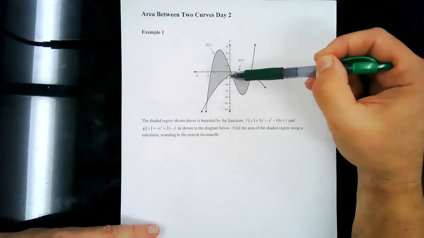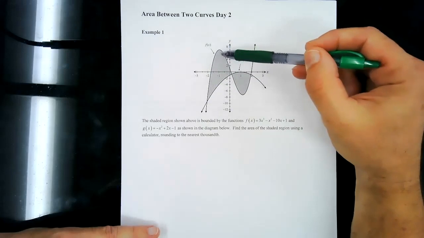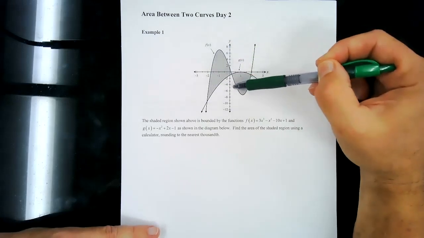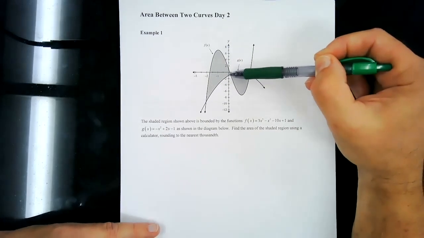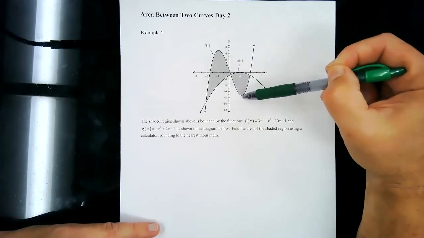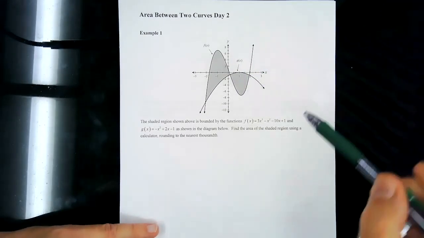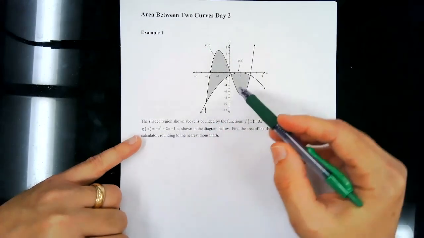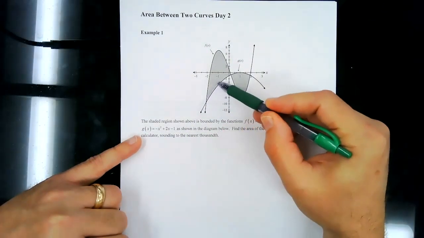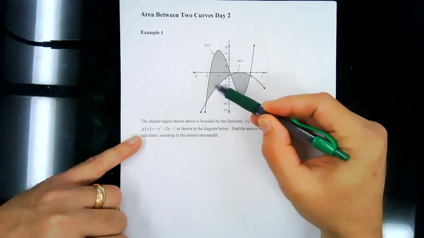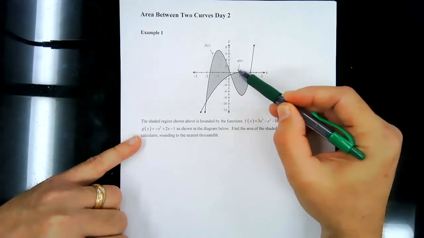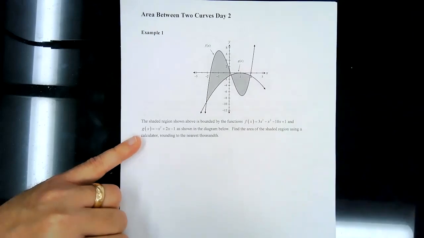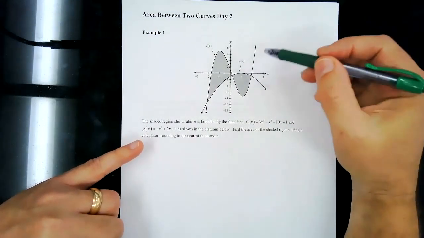Right in this region, if you look, f of x is the top function. Then after this intersection point right here, it becomes the bottom function. And then we have g of x, which is negative x squared plus 2x minus 1. That's the upside down parabola. Right in this region, it's below, so that's going to be our bottom curve. Then it switches and now it becomes the top. So we're going to have to write two integrals in order to find the shaded region.